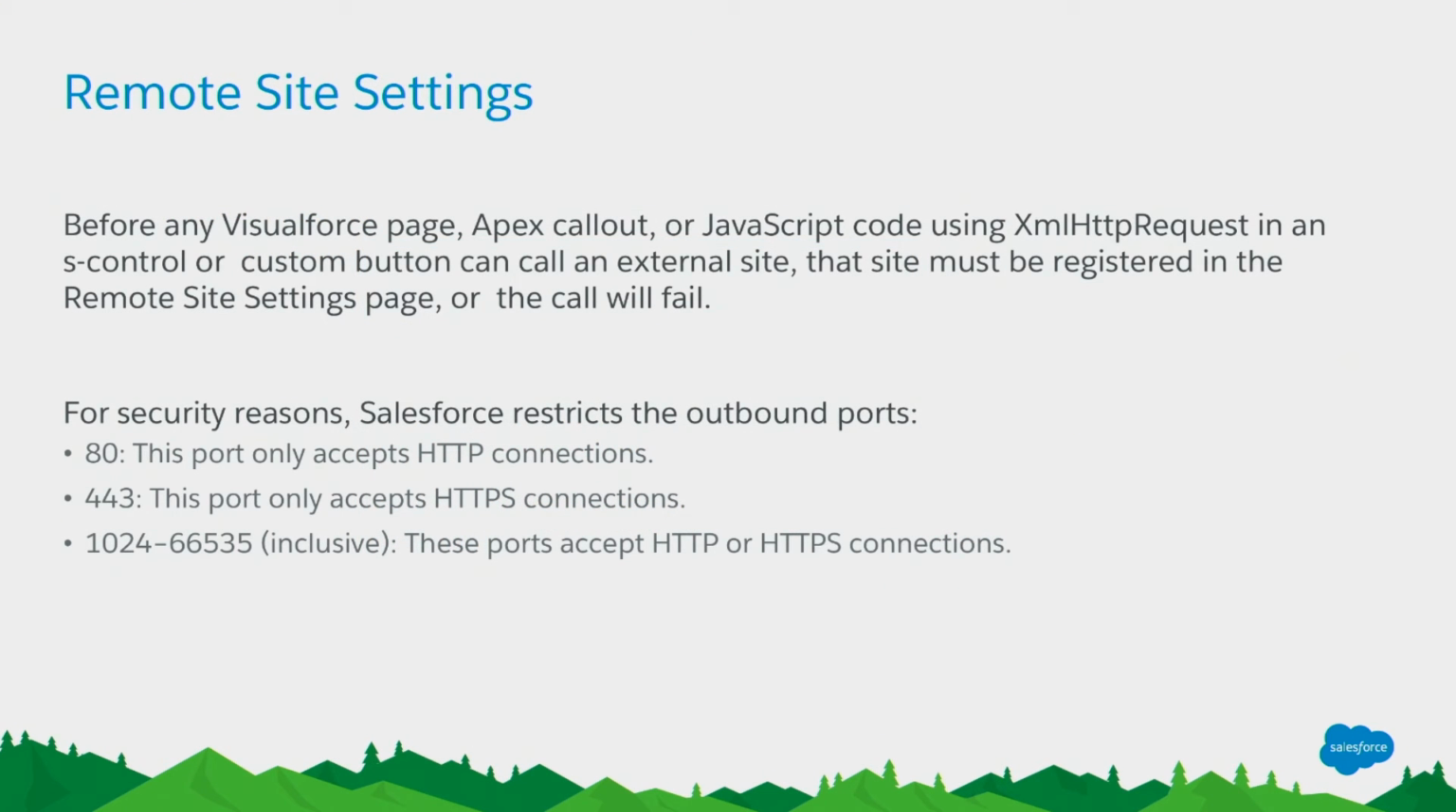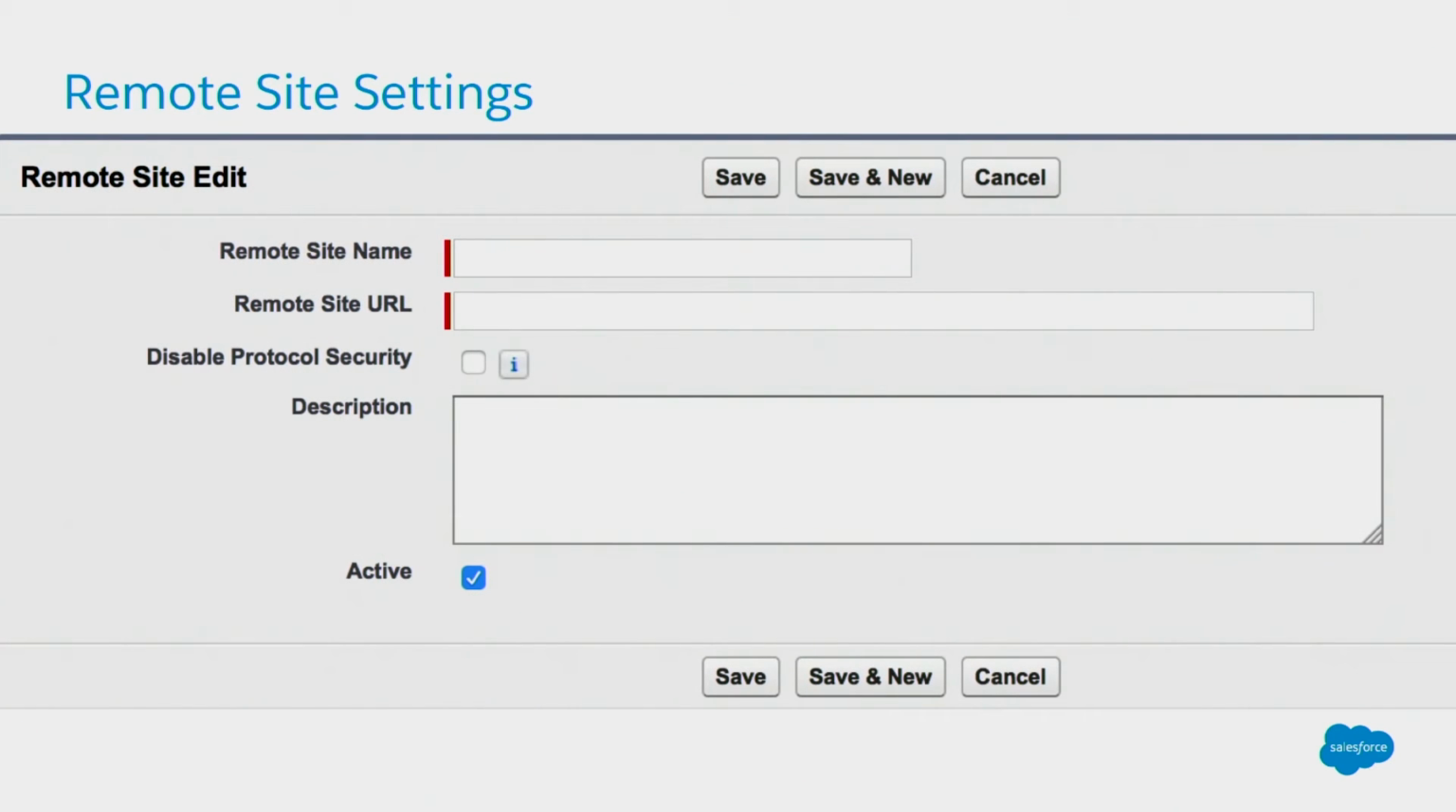Remote site settings. So if you're using a Visualforce page and you want to make an Apex callout, or if you're using Apex, you want to make a Visualforce callout, you need to configure remote site setting. This setting enables you to make callouts to that particular site. To configure this, you need to go to the remote site settings page, give a unique name, a URL. We recommend that you do not check the disable protocol security option so that the call is done over HTTPS and not over HTTP.